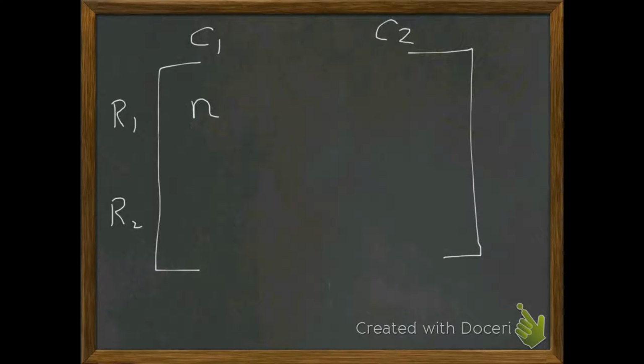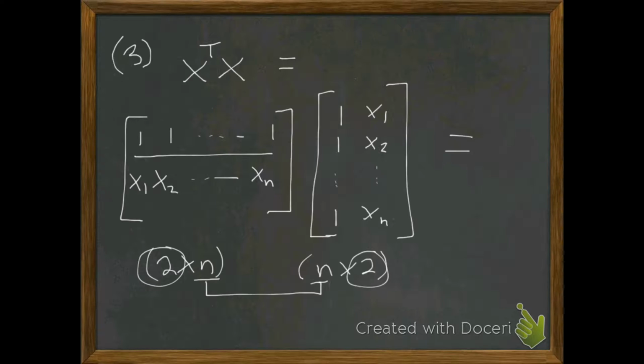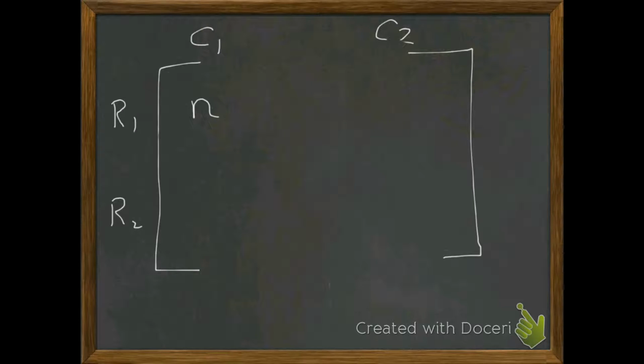All righty, let's examine this part. Well, this is going to take row 1, column 2. So when we examine row 1 with column 2, we're going to get 1 times x1 plus 1 times x2 plus 1 times x3 plus 1 times x4. Am I annoying yet? Plus dot dot dot, 1 times xn. So boys and girls, this should be no surprise to you. That's just the sum of our x's.